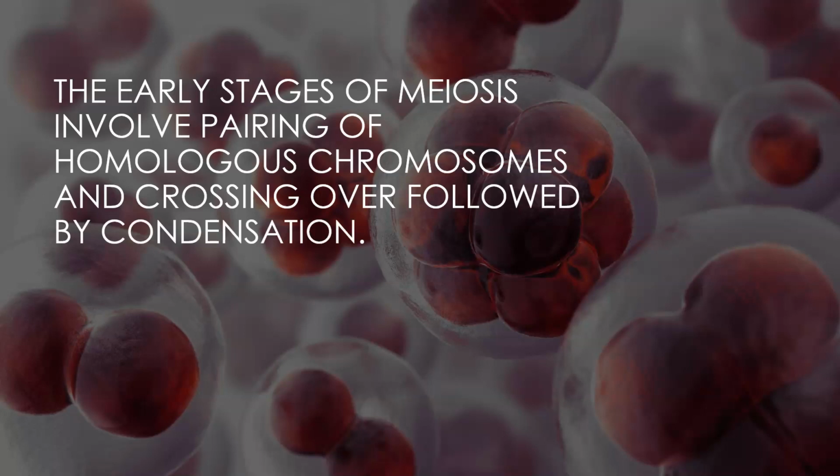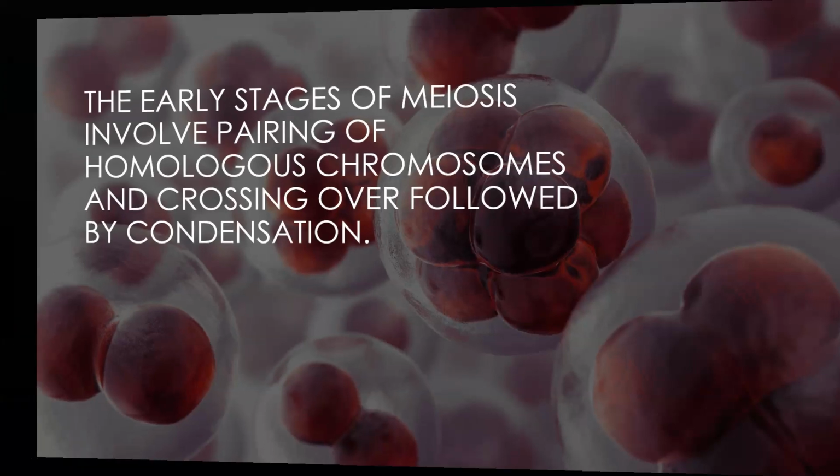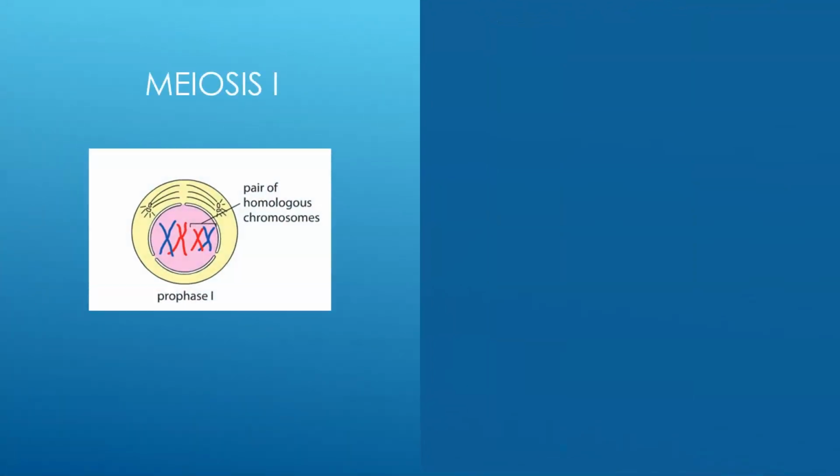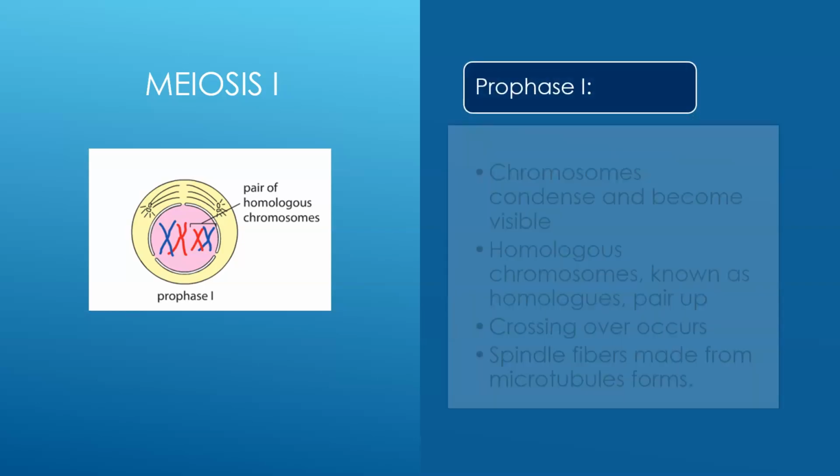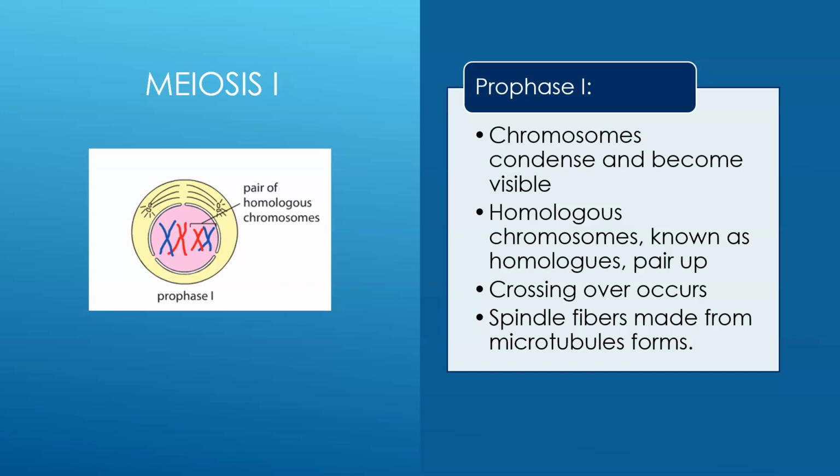Now, the early stages of meiosis involve pairing of homologous chromosomes and crossing over, followed by condensation. I'm sure you understand all of these terms and what this actually means. This should just be reminding you of studies from earlier in your schooling. So we're in meiosis 1 at the moment, and we're in the prophase. Remembering meiosis has two phases, we have meiosis 1 and meiosis 2, which means we have prophase 1 and prophase 2.